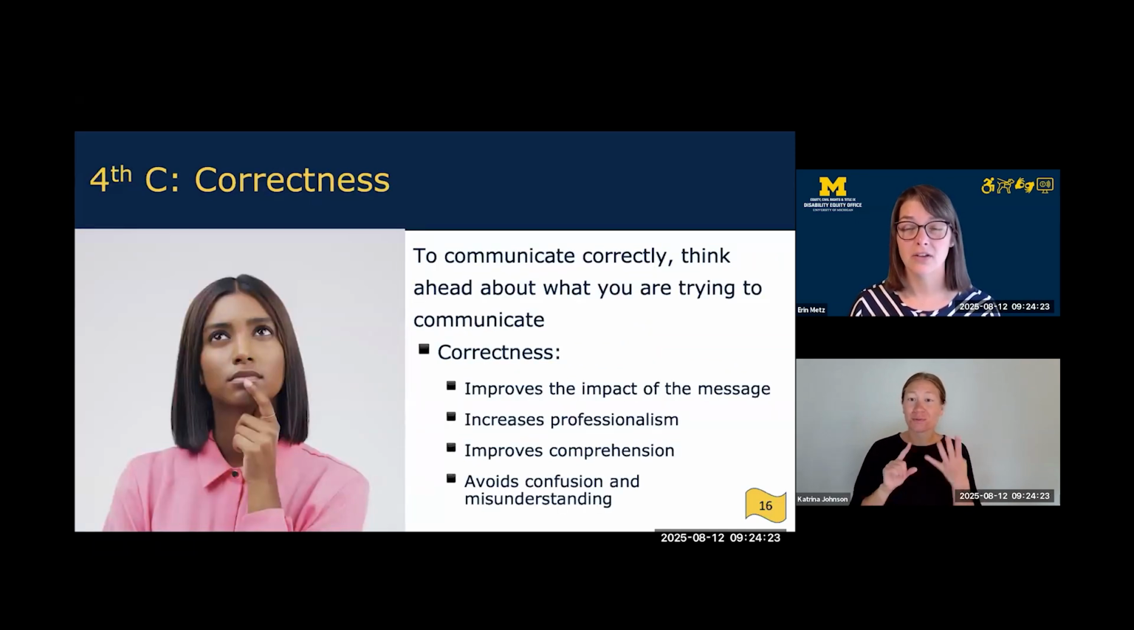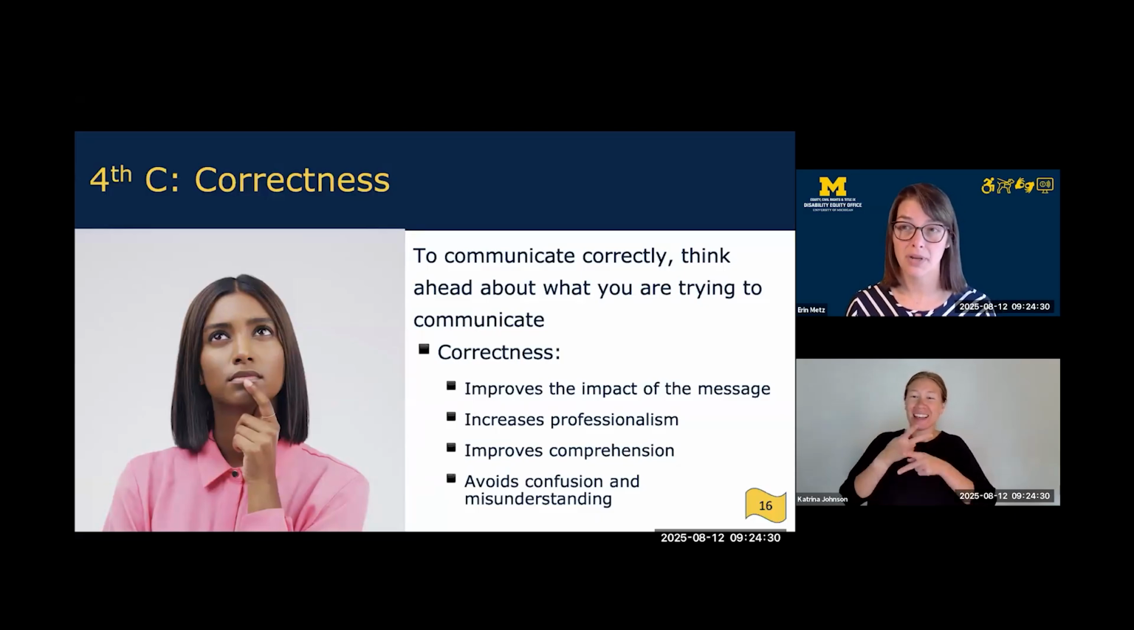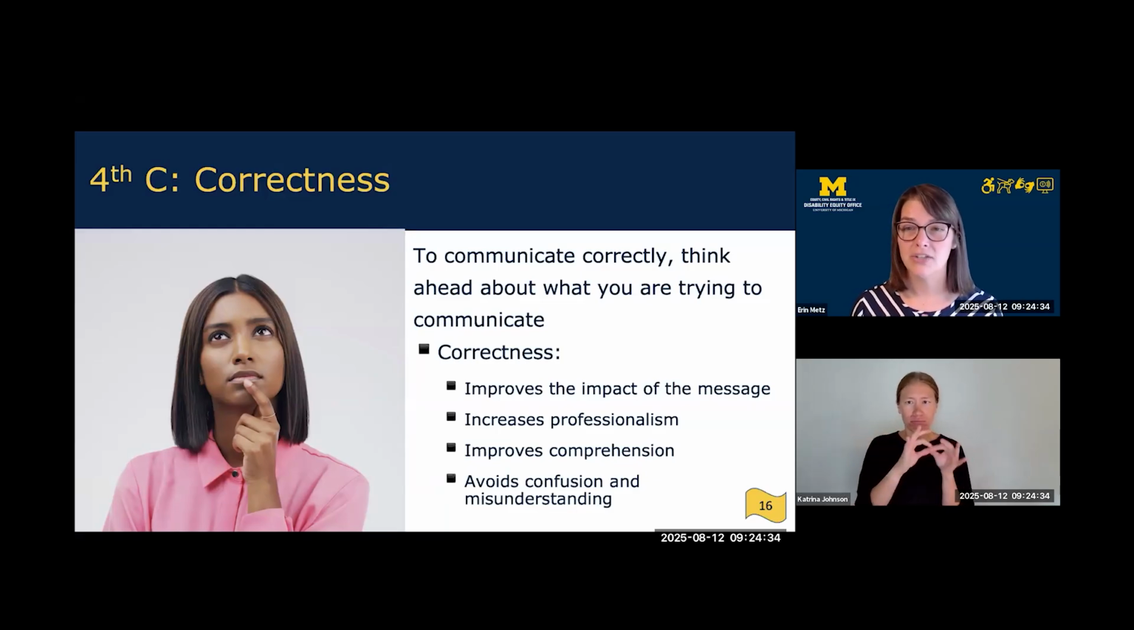The fourth C is correctness. Communicating with correctness means carefully considering the accuracy and appropriateness of your message before you deliver it. When your communication is correct, it enhances the impact of your message, demonstrates professionalism, and improves comprehension. Additionally, correctness helps to prevent confusion and misunderstanding.